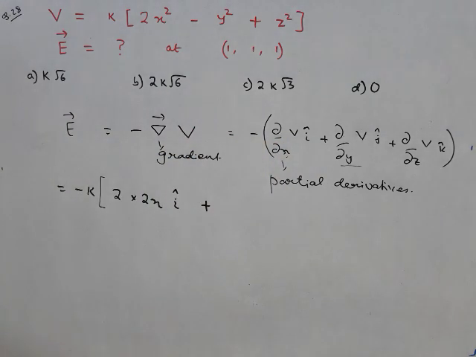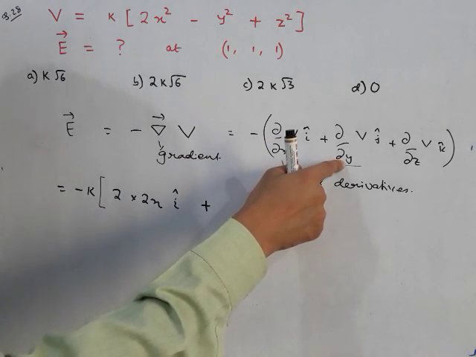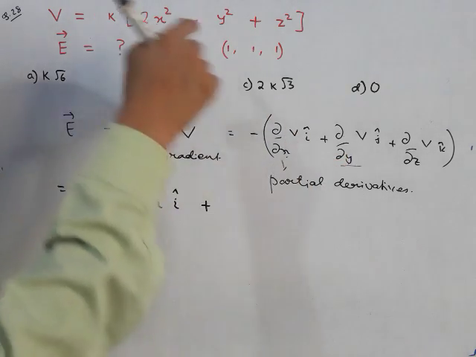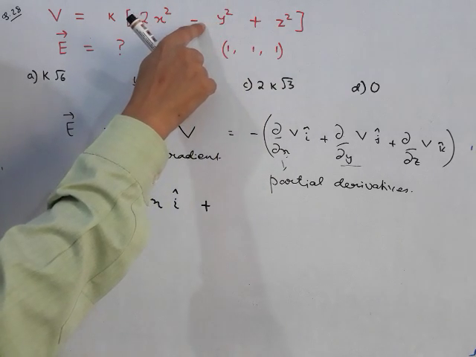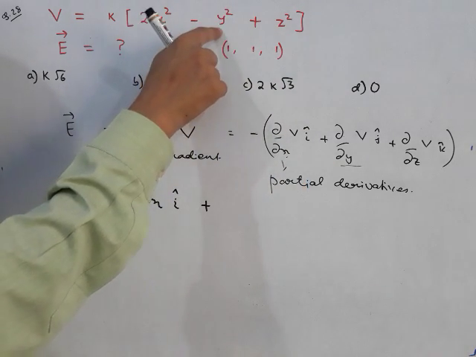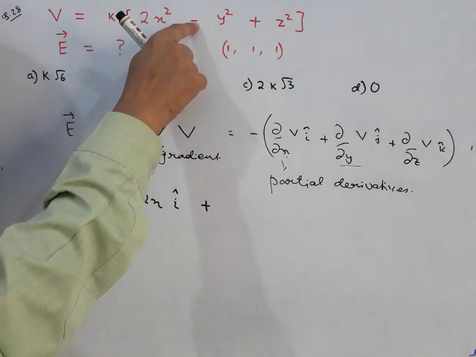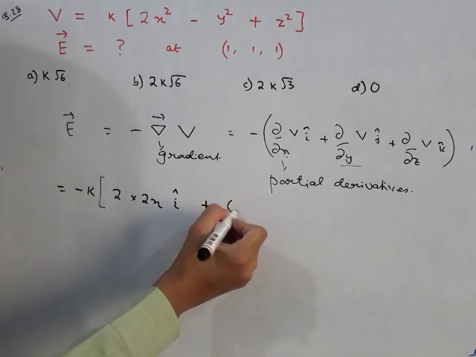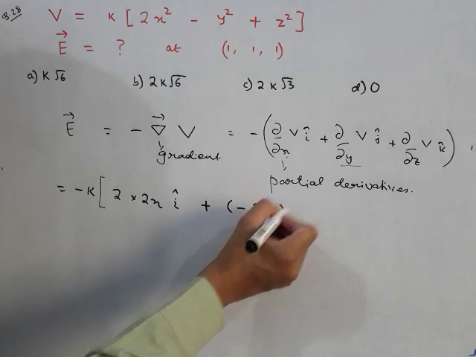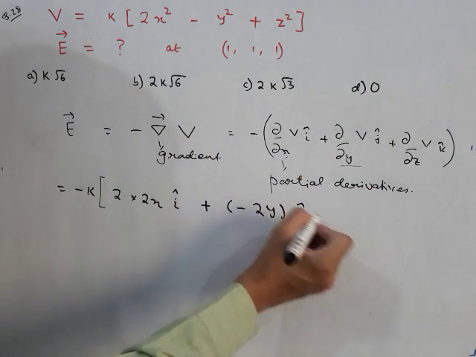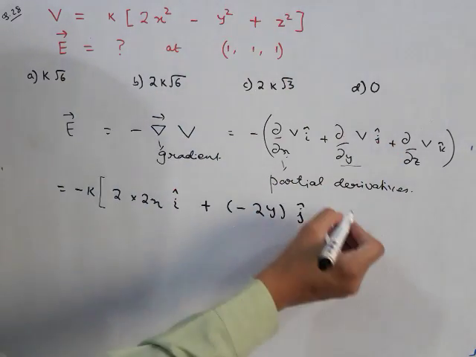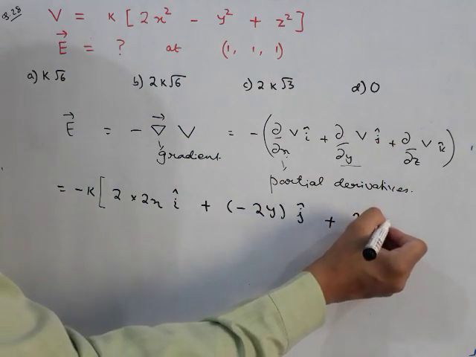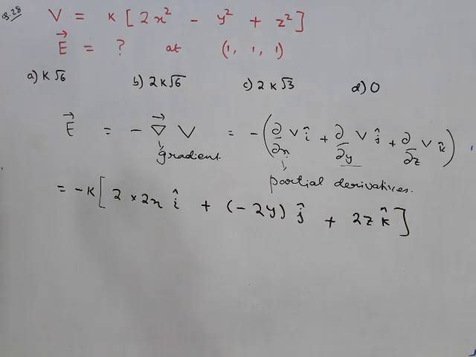Then next term. Next term we have to differentiate with respect to y partially. So this term and this term will be taken as constants. Now the term containing y is minus y square. Its derivative will be minus 2y. So this will become minus 2y and then j cap. Then third term will be how much? Derivative of z square, that is 2z and then k cap.